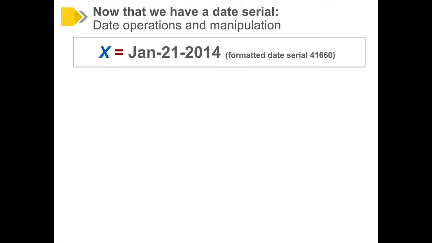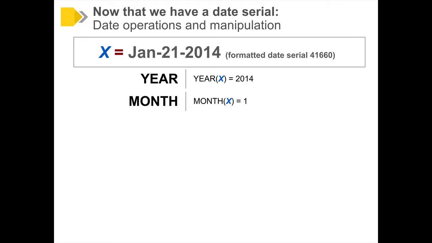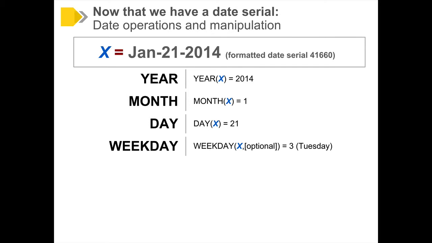Let's assume we have an appropriate date serial which has been formatted into an easy-to-read date format. Applying the year formula to this string will return 2014. Applying the month formula to the string will return 1 for January. Applying the day formula to the string will return 21. Applying the weekday formula to this string will return 3, representing Tuesday, since this formula by default considers Sunday to be the first day of the week. Applying the WEEKNUM formula to this entry will result in 4, since the 21st of January is the 4th week of the year.